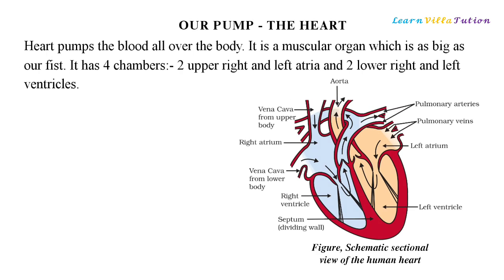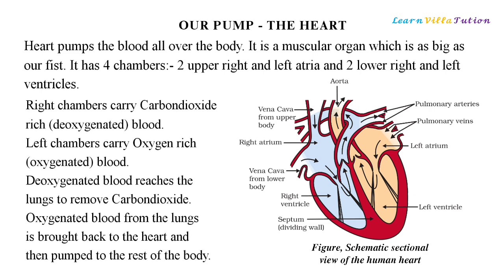The pump: the heart. The heart pumps the blood all over the body. It is a muscular organ which is as big as our fist. It has 4 chambers: 2 upper right and left atria, and 2 lower right and left ventricles. Right chambers carry carbon dioxide-rich, deoxygenated blood. Left chambers carry oxygen-rich, oxygenated blood.